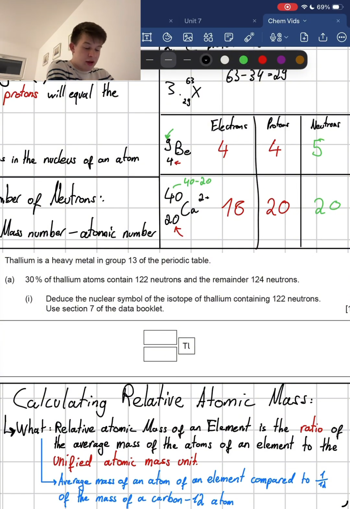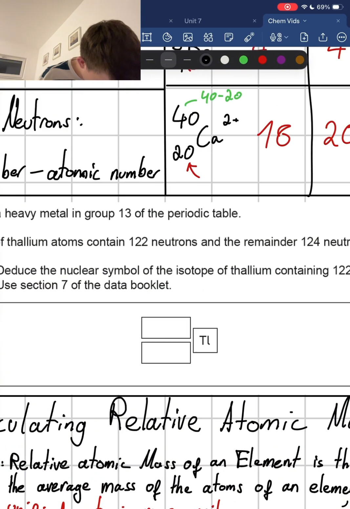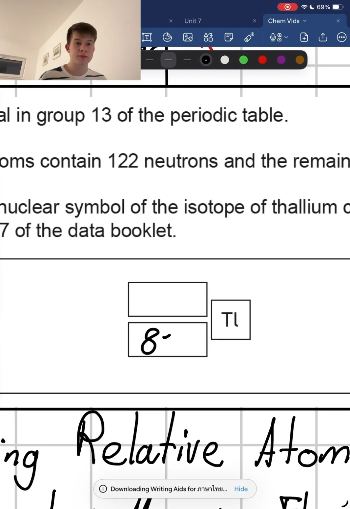And the question is, thallium is a heavy metal in group 13 of the periodic table. 30% of thallium atoms contain 122 neutrons and the remainder 124 neutrons. Give the nuclear symbol of the isotope of thallium containing 122 neutrons. Use section 7 of the data booklet. Okay, so 7 is going to be the periodic table. If you go to our periodic table, where would we find thallium? That would be number 81. So we know the atomic number is going to be 81, so we can write at the bottom 81.